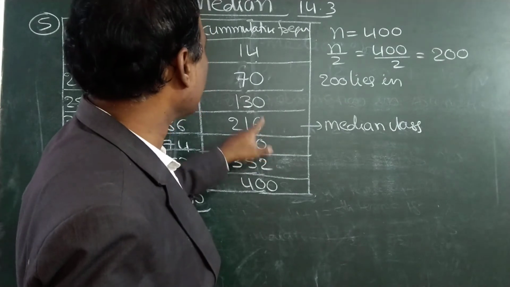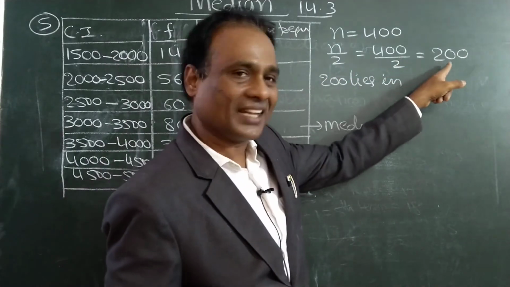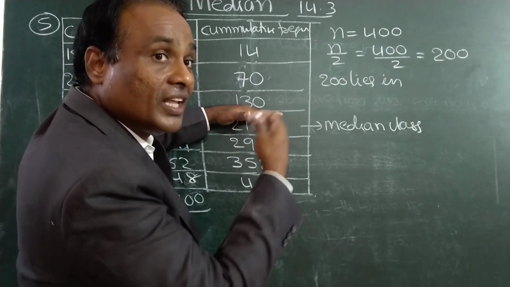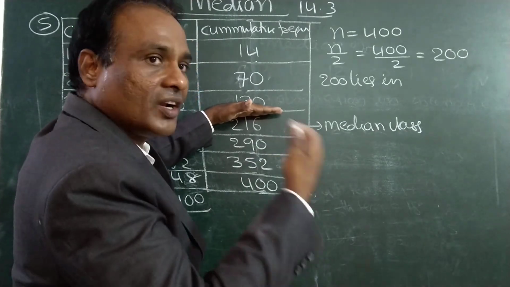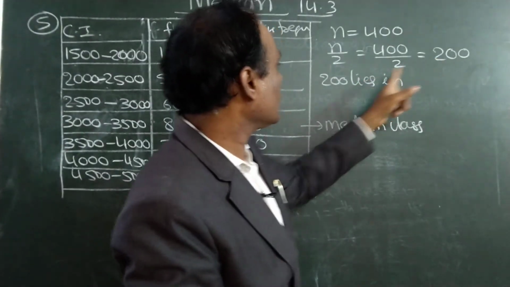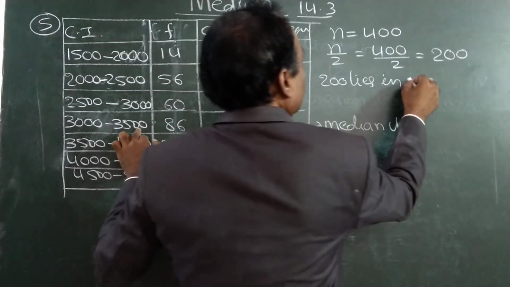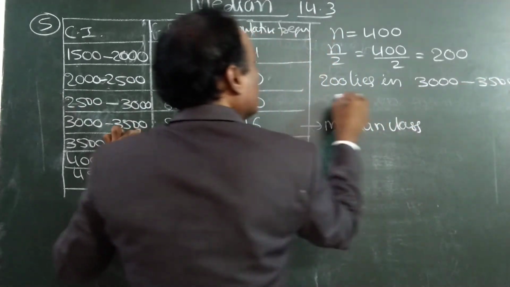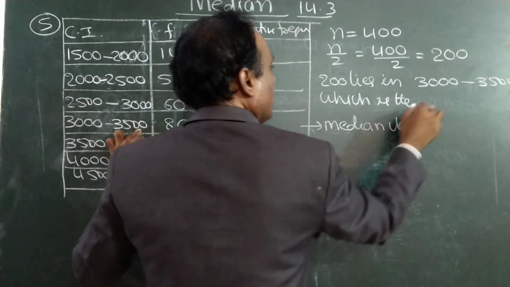So how to decide the median class? First add the frequencies, the same value we will get. Divide it by 2, we are getting 200. Up to here 14 only, up to here 70 only, up to here 130 only, 131, 132, 133, 199, 200, 201, 202, up to 216, we will get in this. So our value is 200, and 200 lies here. So the class 3000 to 3500 is the median class.